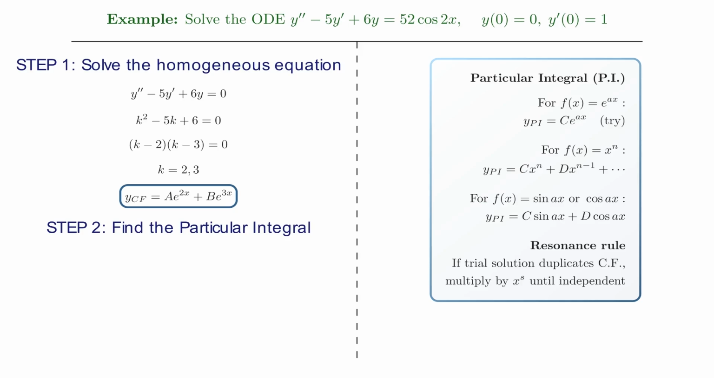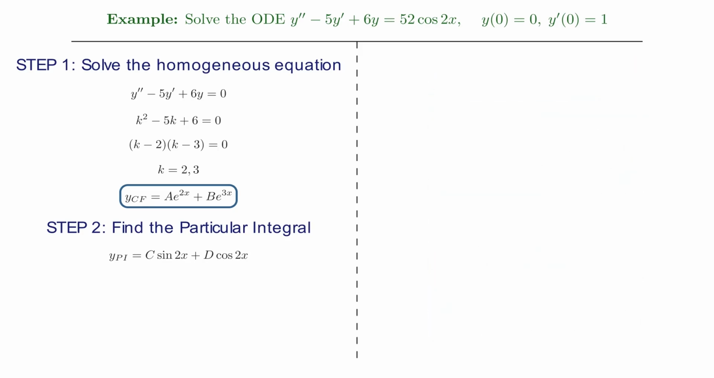So since we have cos of 2x, we assume that the particular integral is c sin 2x + d cos 2x. So from here we can differentiate the particular integral. We get 2c cos 2x - 2d sin 2x. And differentiating again, we get -4c sin 2x - 4d cos 2x. And we substitute these into the original differential equation.